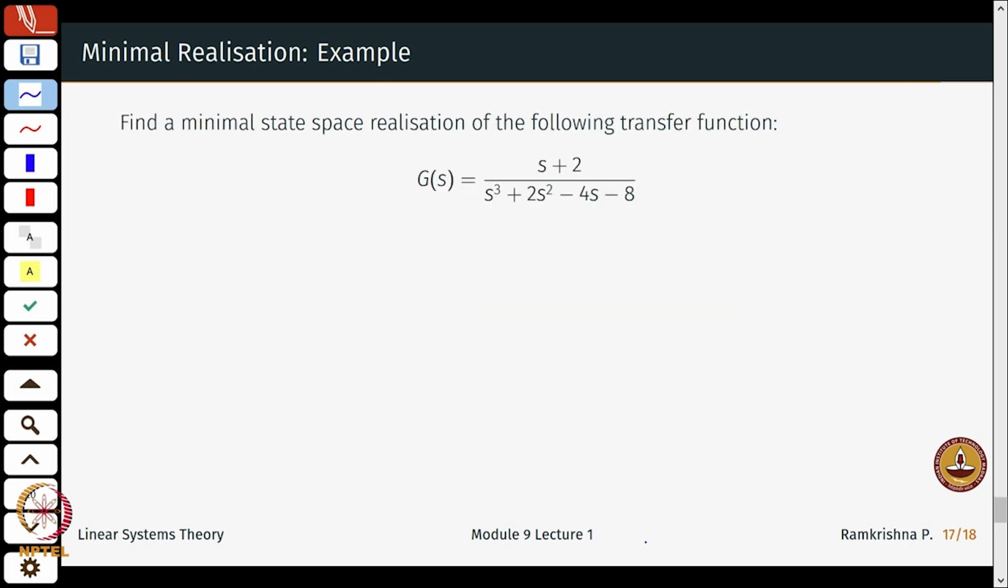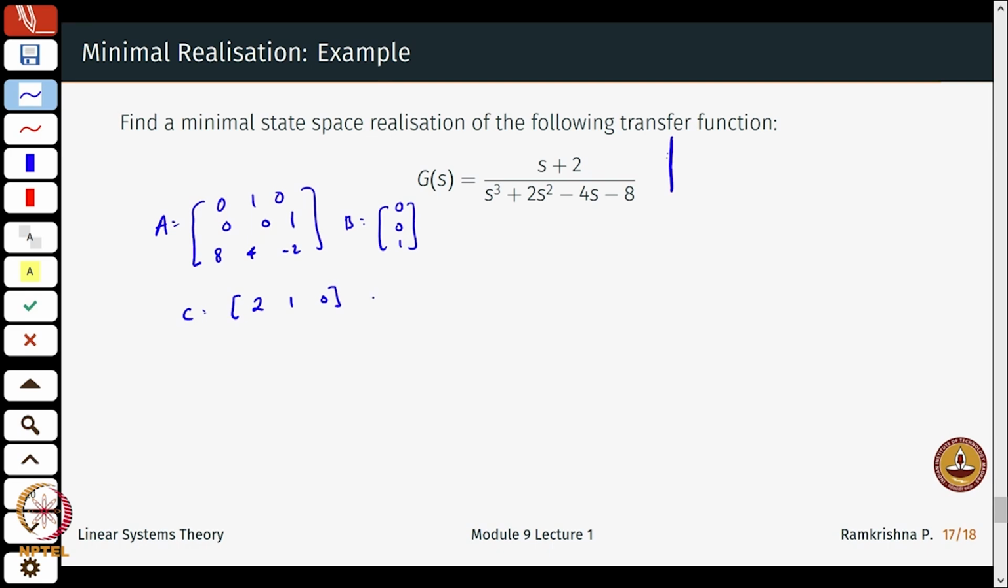Now, we will go from the transfer function. Can I find a minimal realization for the following transfer function? In the controllable canonical form, the state space realization will be something like this: A is [0, 1, 0; 0, 0, 1; 8, 4, minus 2], with B being [0; 0; 1], and similarly C being [2, 1, 0].